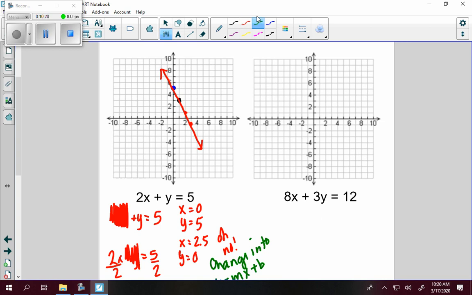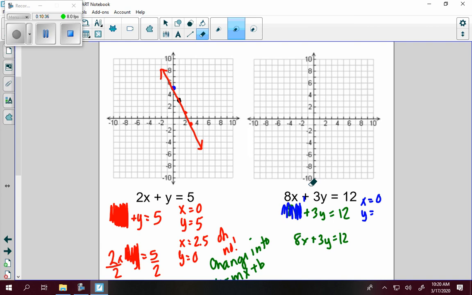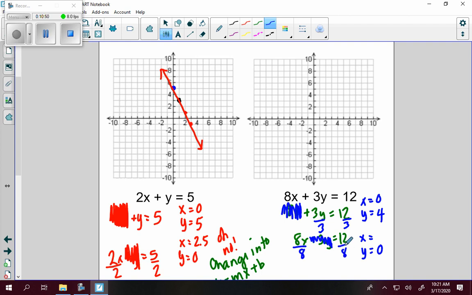So, next, I have 8x plus 3y is 12. When I make x 0, my x crosses off, my y is 4, because I divide by 3. When I make y 0, my x became 12 over 8. Oh no, that's not going to work.